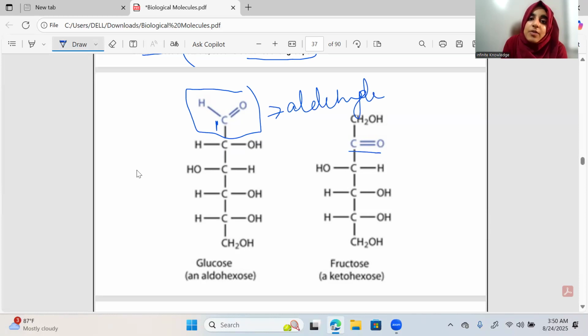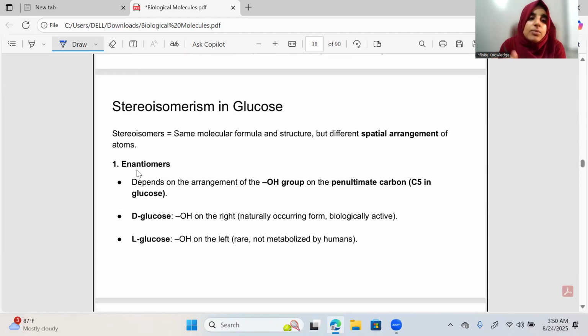Aldehyde group. And over here on carbon number 2 in fructose, we have a ketone group, right? Now we move on to stereoisomerism in glucose. Stereoisomers mean the same molecular formula and structure, but a different spatial arrangement of the atoms. The structure is the same, the molecular formula is the same, everything is the same, only the arrangement of the atoms in space is different, okay?